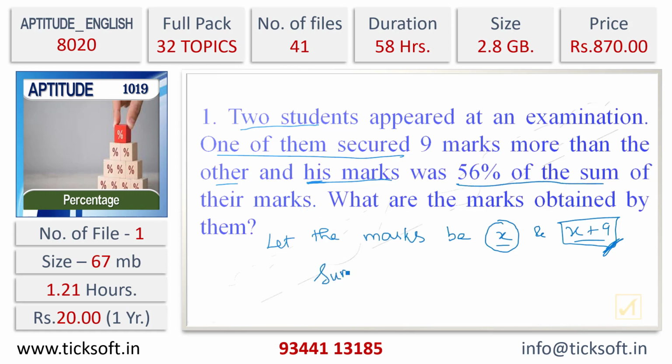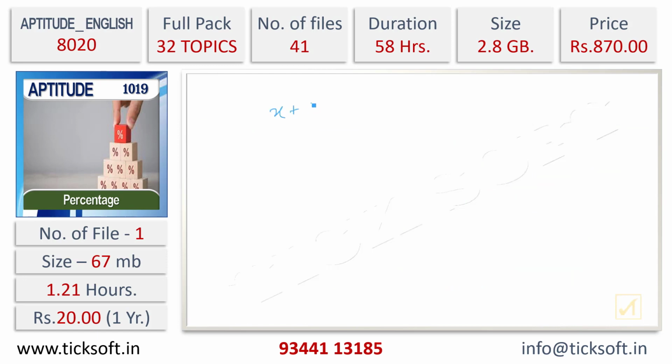So now we are going to find out the sum of their marks. What will be the sum of their marks? It will be equal to x plus x plus 9. So x plus x is 2x. So we get 2x plus 9 as the sum of their marks. Here we are going to use the second condition, that the second student's mark, that is x plus 9, is equal to 56% of the sum of their marks.